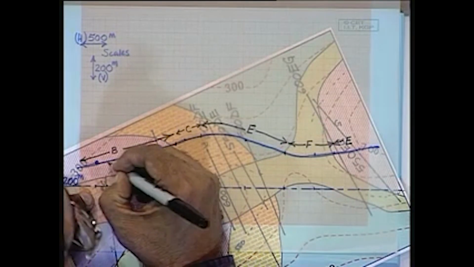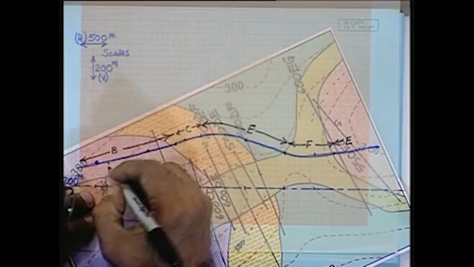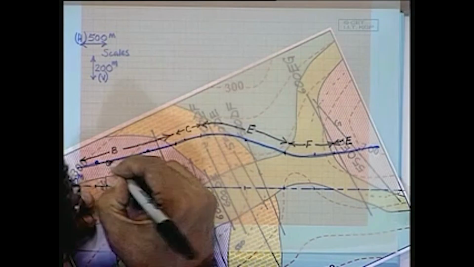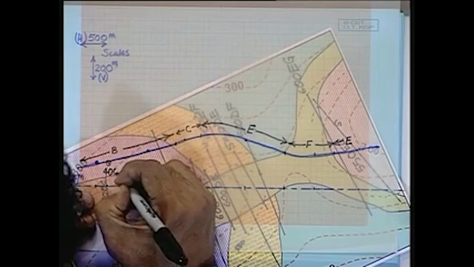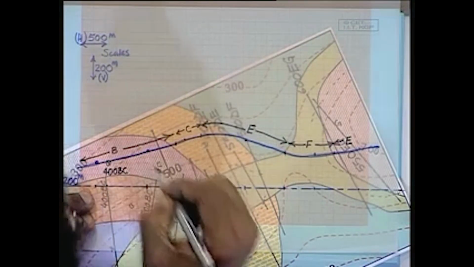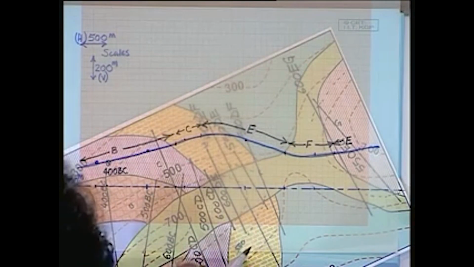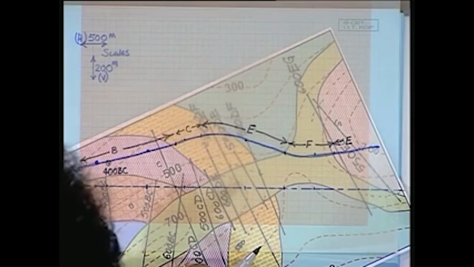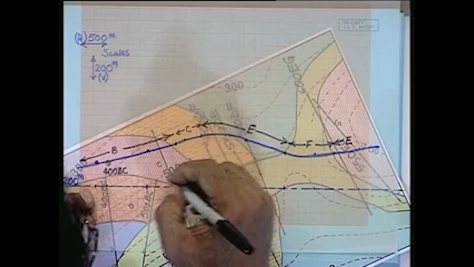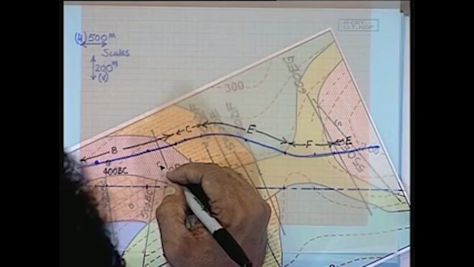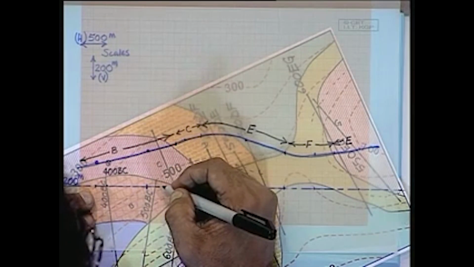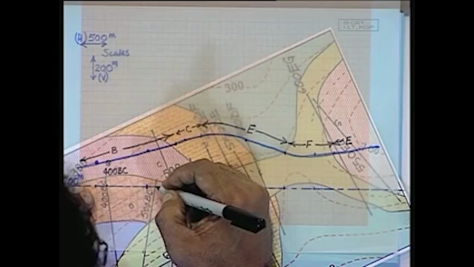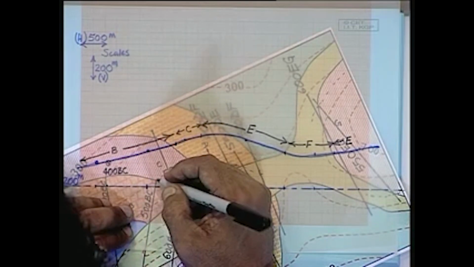That one there is going to be right near the surface. So this particular point we are going to mark again as 400 BC. That is going to give us the interface between units B and C, at an elevation of 400. Since it is such a thin layer, actually we have got other points of intersection of the interface between BC.